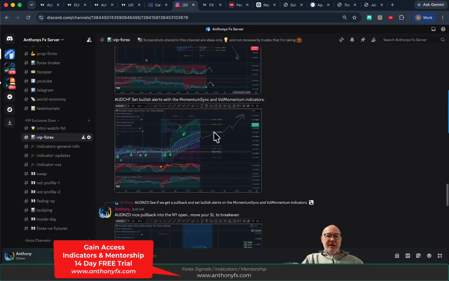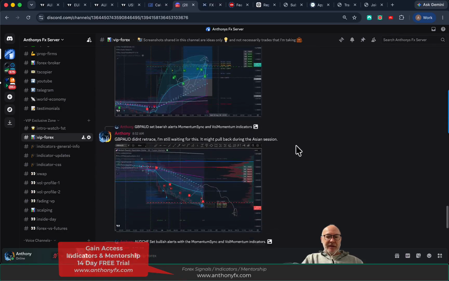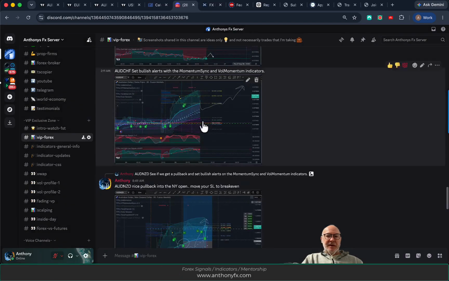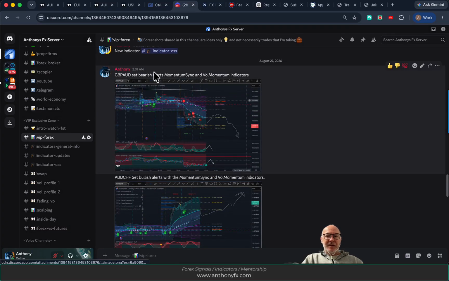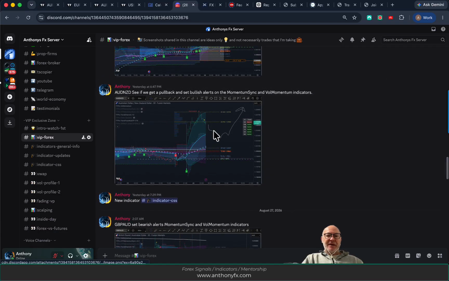The Aussie Swiss set a bullish alert. Okay, and as it was, that was the Aussie Swiss. Pound Aussie set a bearish alert. It hasn't pulled back. We covered that. Righto. Aussie New Zealand, yeah, we got the pullback as I showed you.